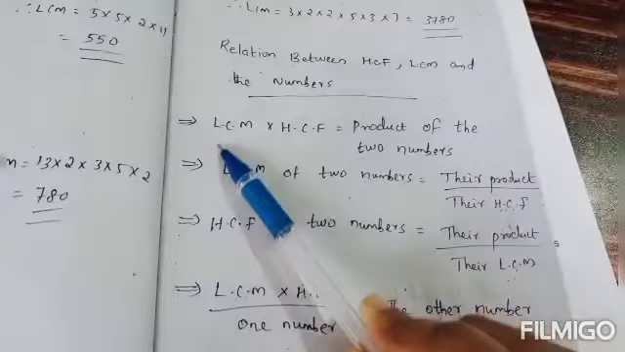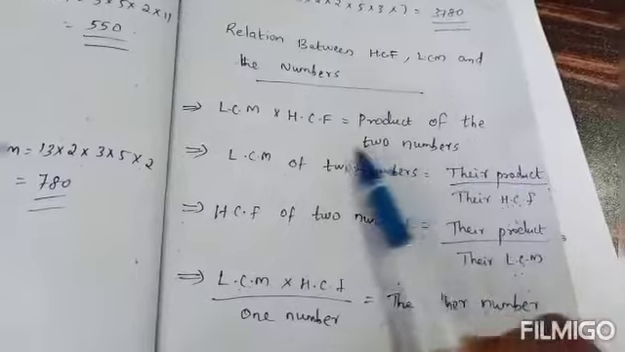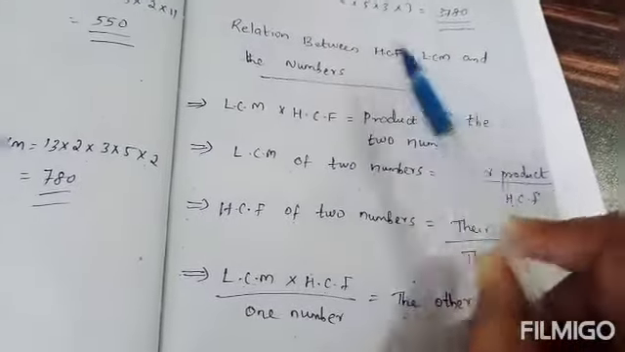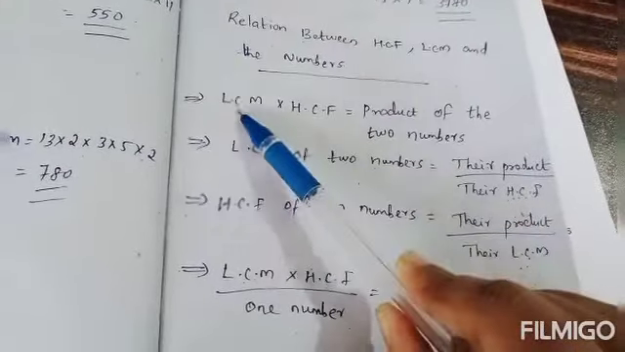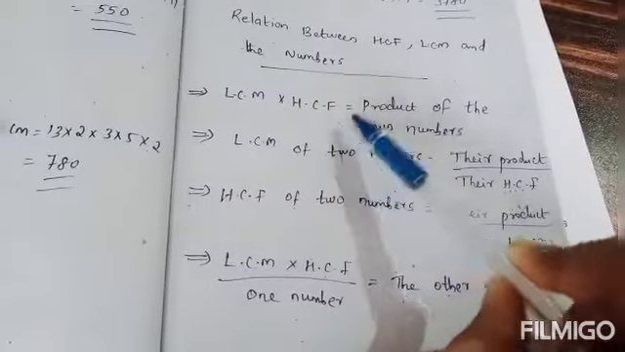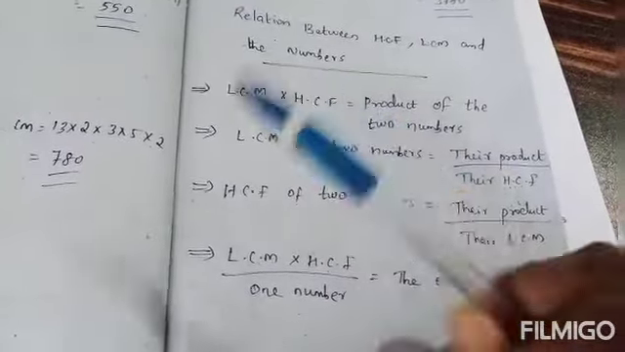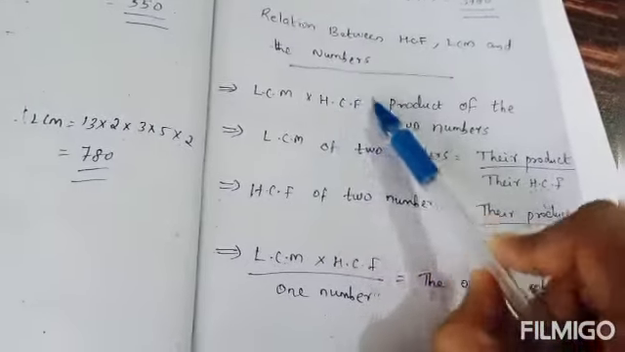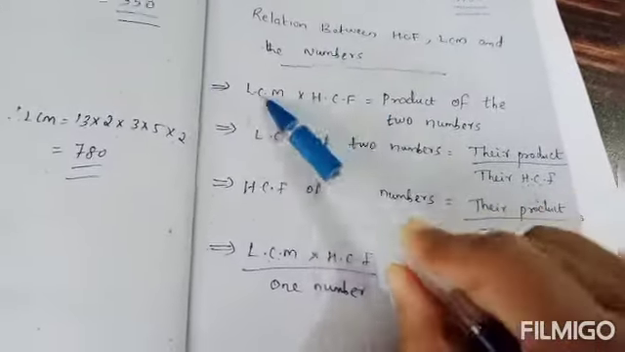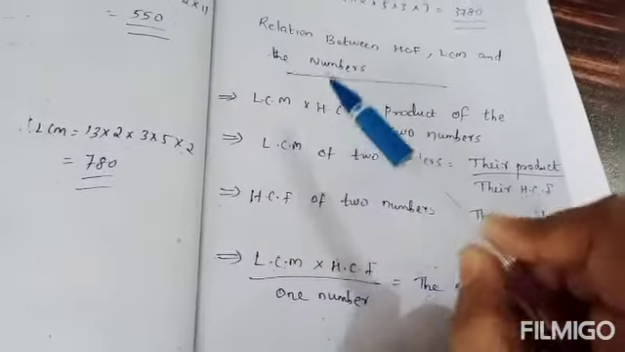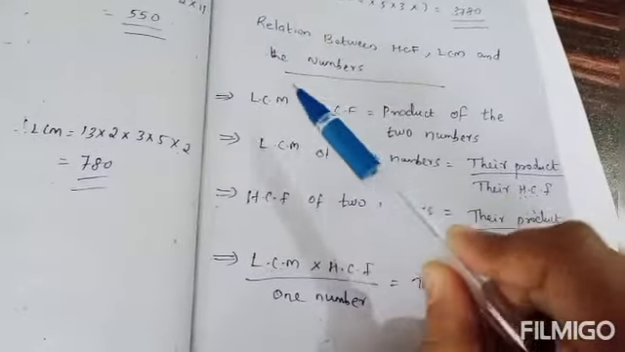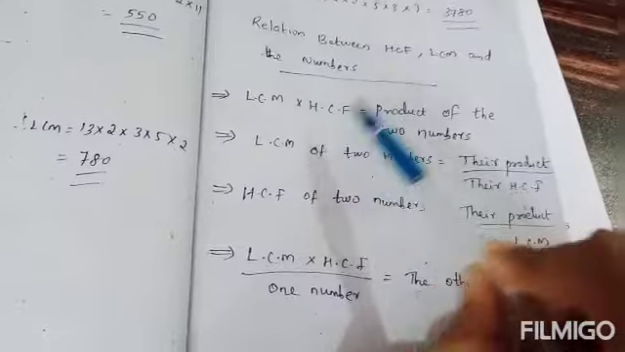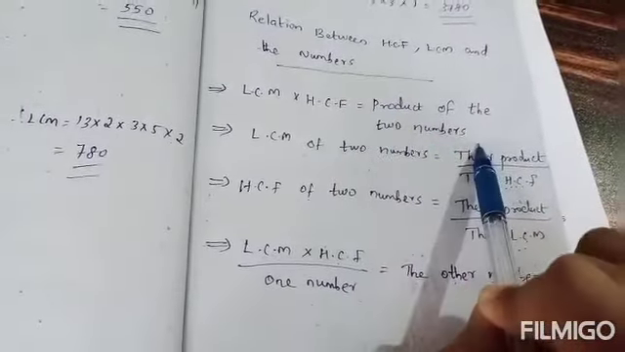Our next topic is relation between HCF, LCM and the numbers. So you have one formula and this is the relation between HCF, LCM and the numbers. Okay, so LCM into HCF equal to product of the numbers. So if you find the LCM of two numbers and HCF of two numbers given and finding their product, that will be equal to, that is LCM into HCF will be equal to the product of the numbers.